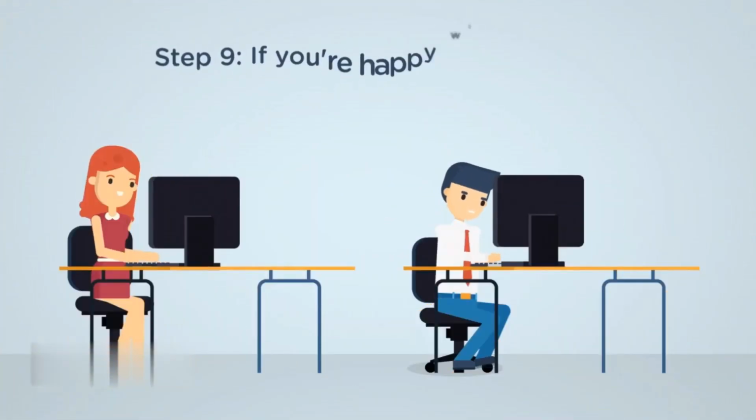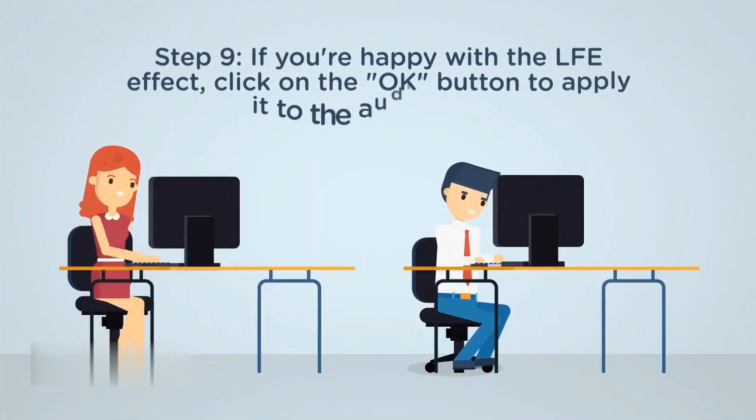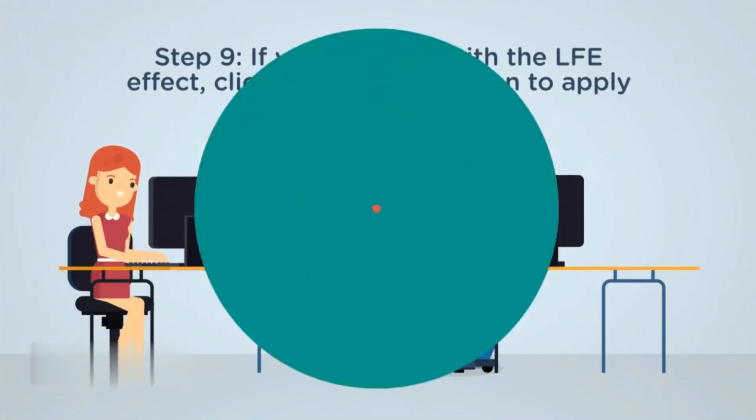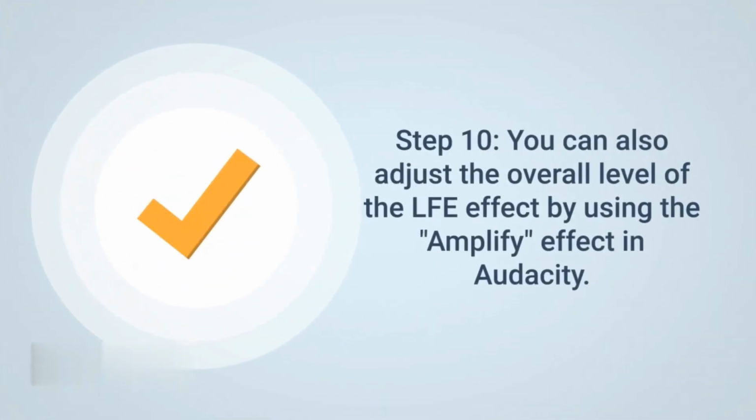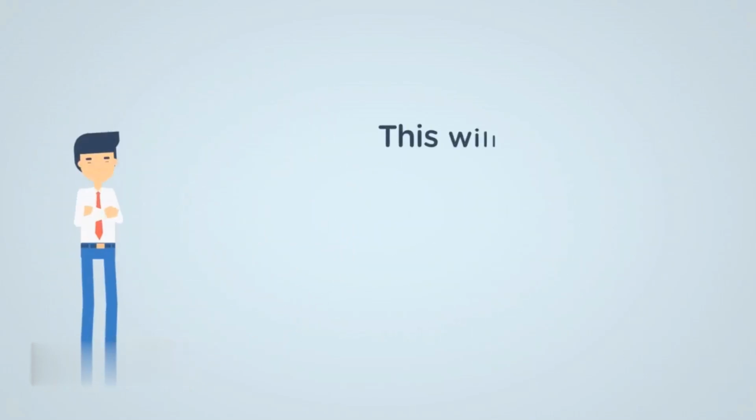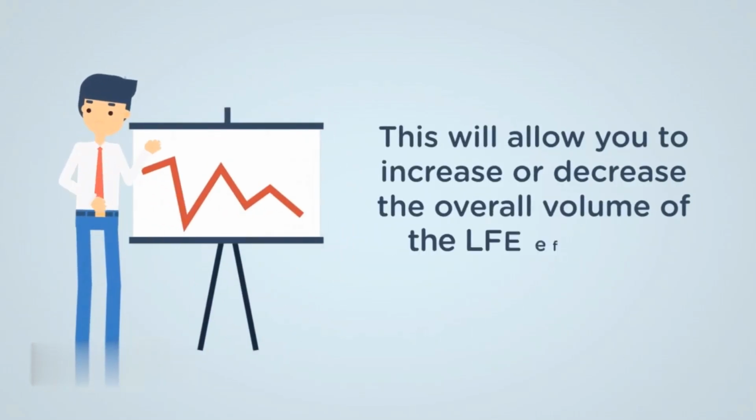Step 9. If you're happy with the LFE effect, click on the OK button to apply it to the audio track. Step 10. You can also adjust the overall level of the LFE effect by using the Amplify effect in Audacity. This will allow you to increase or decrease the overall volume of the LFE effect as needed.